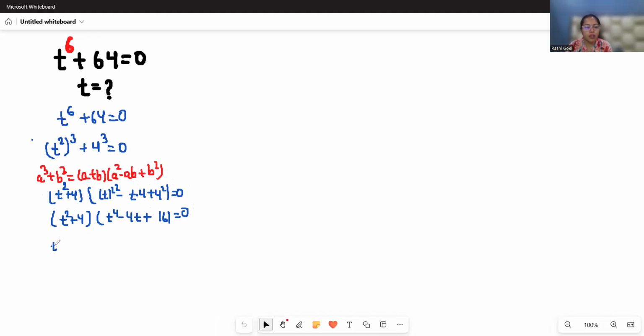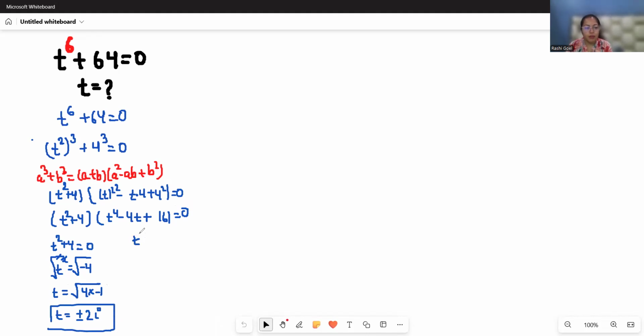So now we have two cases. First, t^2 + 4 = 0. So here t^2 = -4. Now if I take the square root on both sides, the square cancels out. So t equals the square root of 4 times -1, which is t = ±2i.